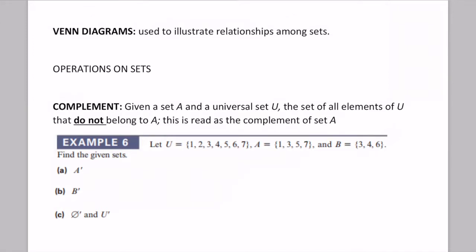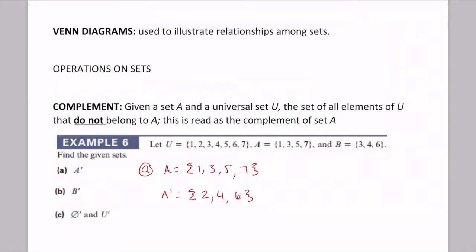So A is equal to 1, 3, 5, and 7. Now we're looking for the complement of A, so those are the elements that are not in A. Well, 1, yes, it's there. 2 is not there, so there we go. 3 is there. 4 is not there. 5 is there, but 6 is not. So 2, 4, and 6 is the complement of A.